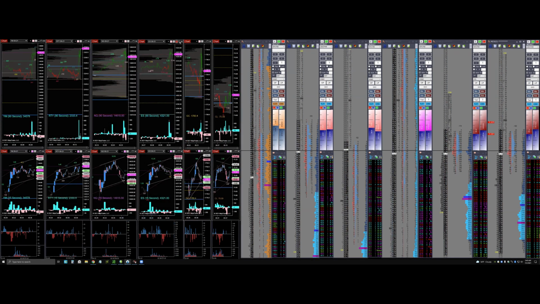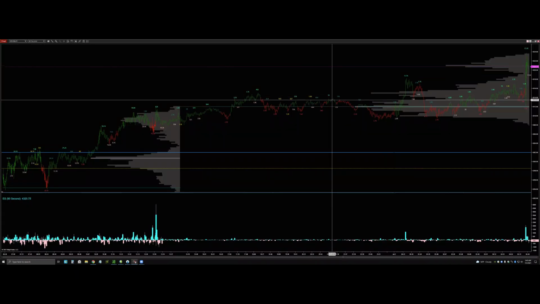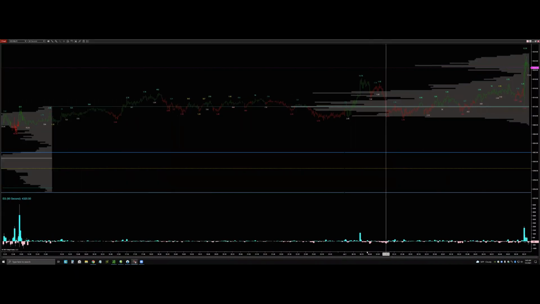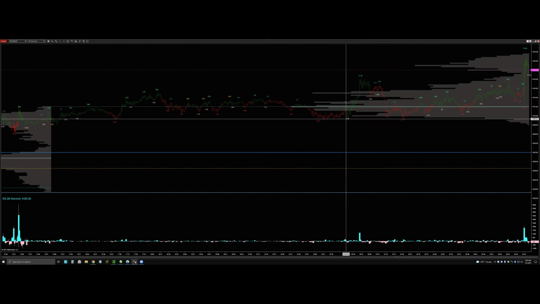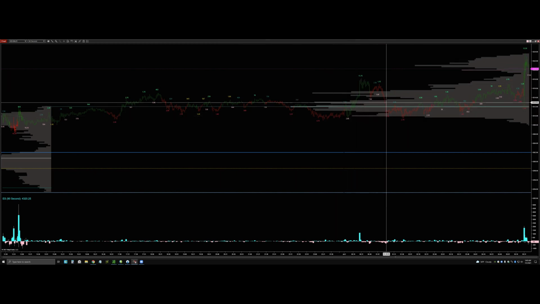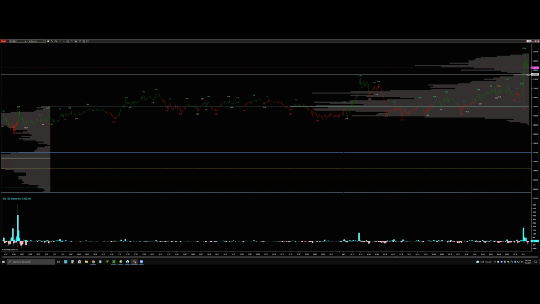So here, let me throw up this view of the ES that I like to use. It's basically 90 seconds. I'm looking at the volume in waves, measuring the volume from the low to the high of any swings. This move up here was on 12K from the low to the high. We have a pullback on 17K. See that right there? That's significant. We're pulling back on higher volume than we moved up on. And that's why I was shorting it.